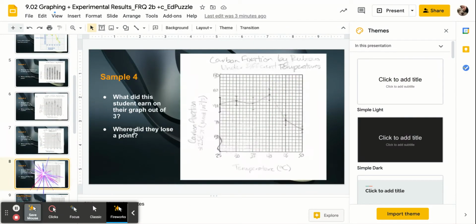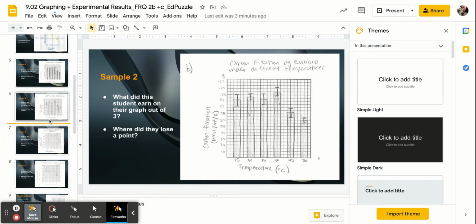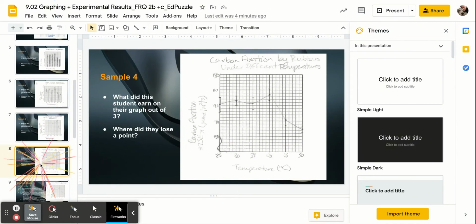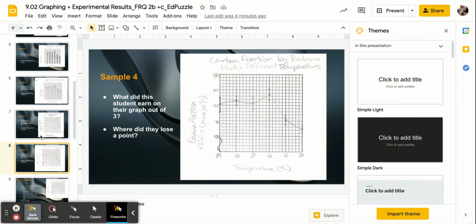Okay. And then this is the last one, sample 4. What did this student earn and where did they lose points? Okay. Oh, I'm so sorry. This should be sample 4.